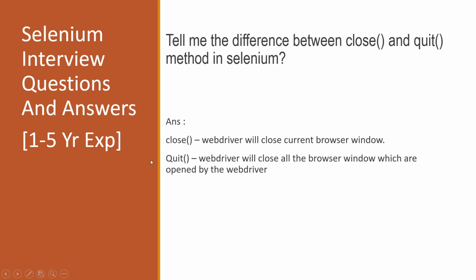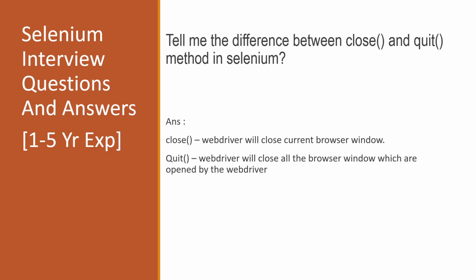Those three tabs it will not close, because currently WebDriver is controlling the fourth tab. So that particular browser window or tab it will close. But if you use the quit method, WebDriver will close all the browser windows which are opened by the WebDriver. So in that case, it will close all the tabs, and the entire browser window. So that is the main difference between close and quit method. So close will close only the current browser window, but the quit method will close all the browser windows which are opened by the WebDriver. Okay, I hope it's clear.